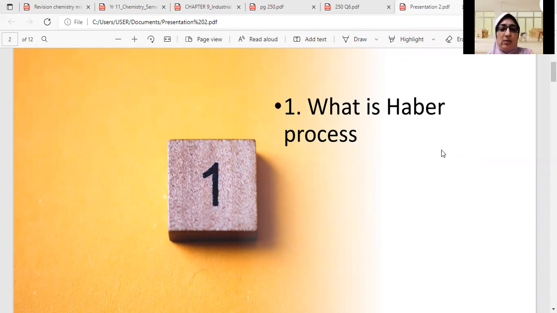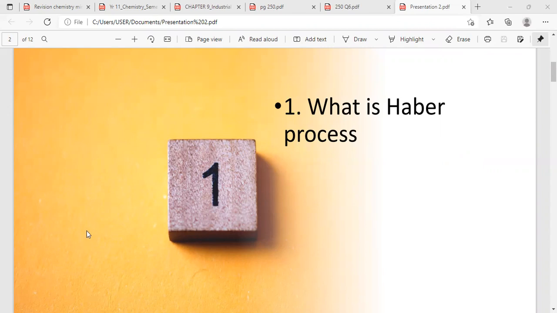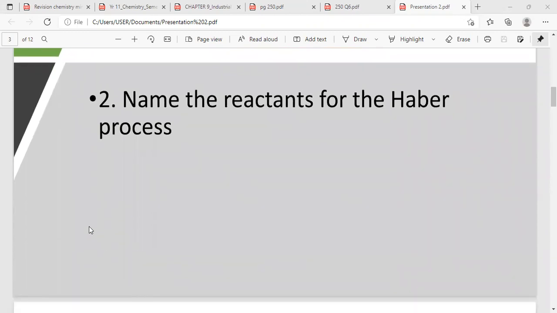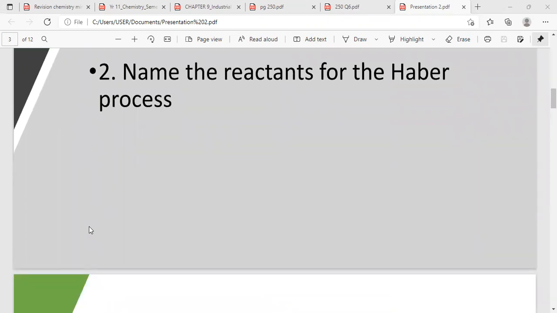What is the Haber process? Can anyone answer? Okay. The Haber process is the process whereby ammonia is manufactured. Correct. Next question. Name the reactants for the Haber process. Anyone? Good. The reactants for the Haber process are nitrogen and hydrogen. Correct.